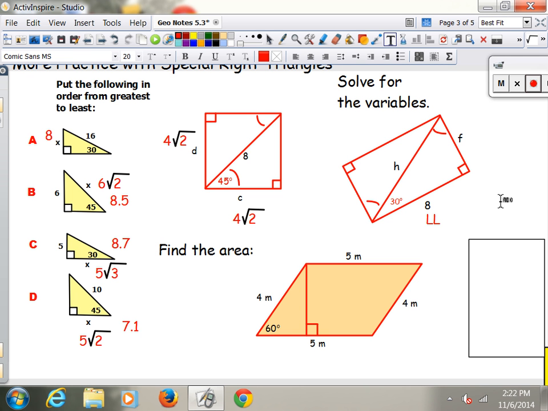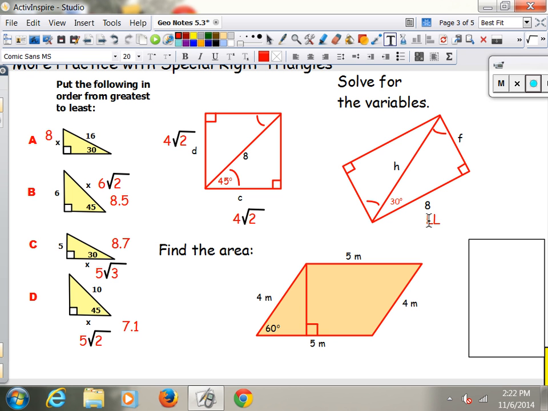I need my short leg, so what am I going to do to get my short leg? Divide by the radical 3 to get short leg by itself. Let's get rid of the radical from the bottom: you're going to get 8 radical 3 on top, and 3 on the bottom. So your short leg is 8 radical 3 over 3.